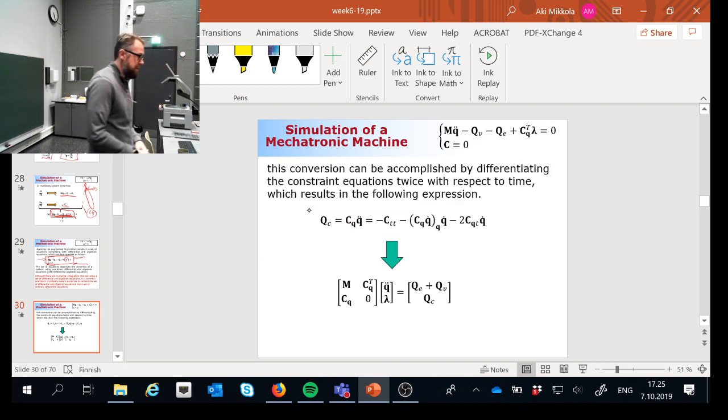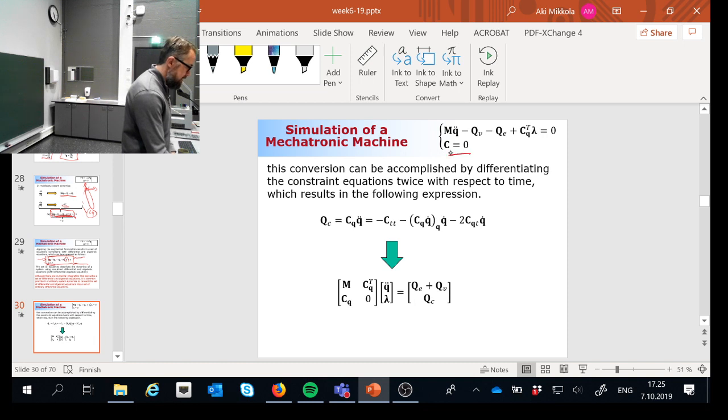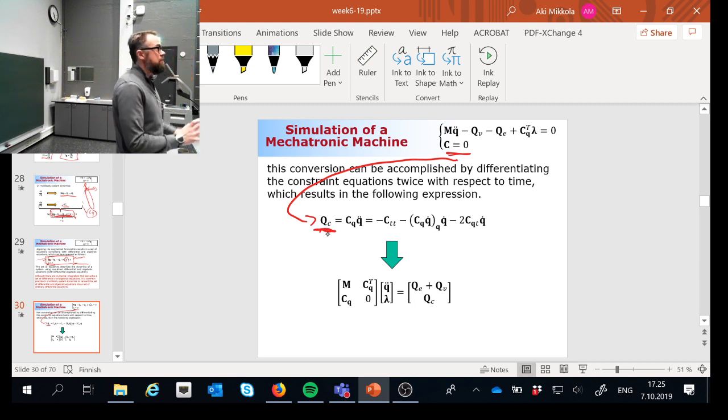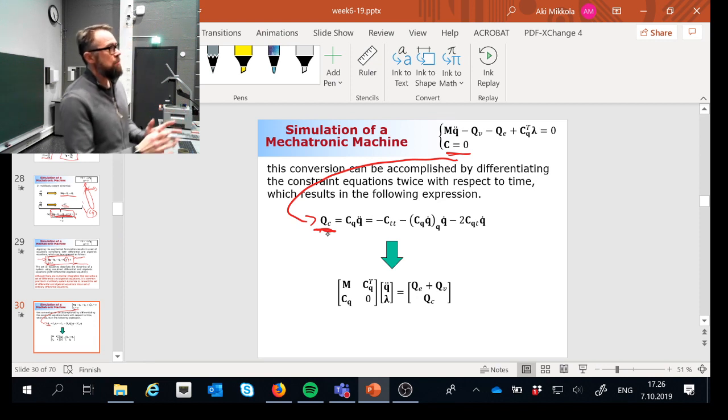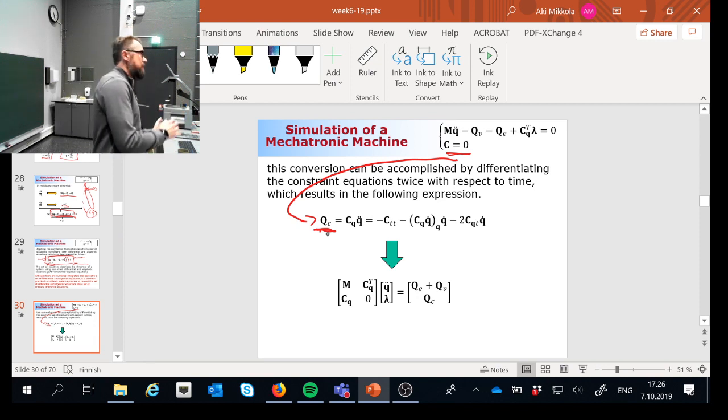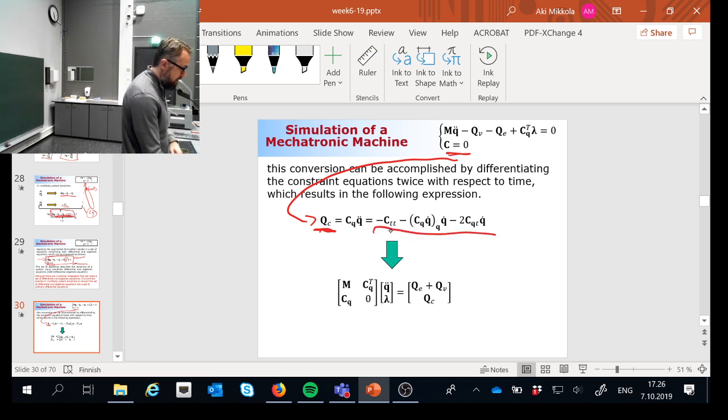It goes such that I'm going to take my constraint equation that is here. I'm going to differentiate that twice with respect to time. And I'm going to call that Q_C. No physical interpretation. It's just because I wanted to do this step from differential algebraic equations to ordinary differential equations. So I'm calling that Q_C, and that can be expressed like it is shown here.